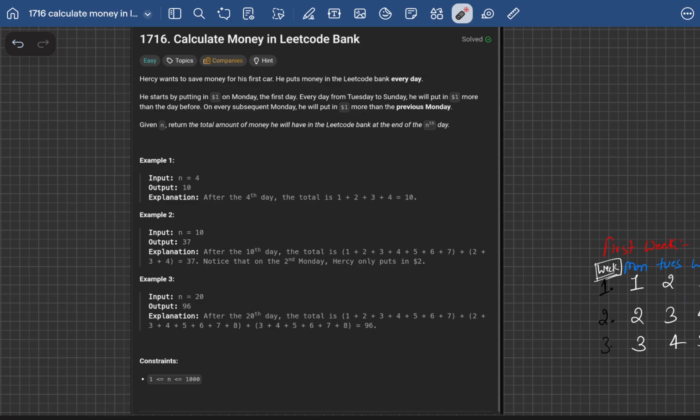And whenever the next Monday comes, he will add one extra to whatever he added on the previous Monday. Okay, and the question asks, for the given n, we have to tell how much money, how much balance will be there in Hersey's account after the nth day.